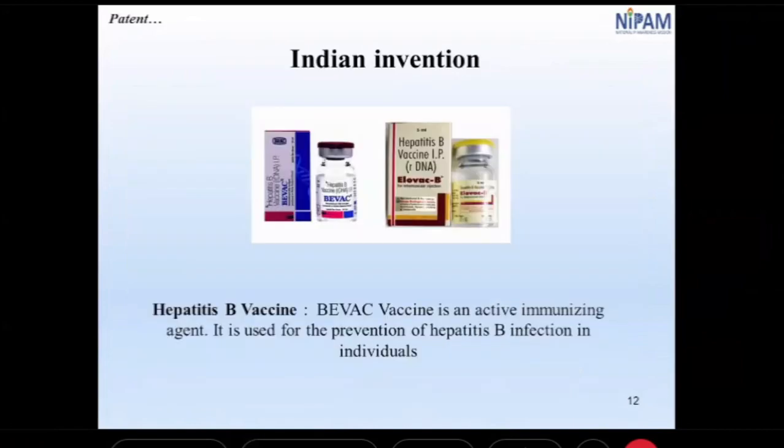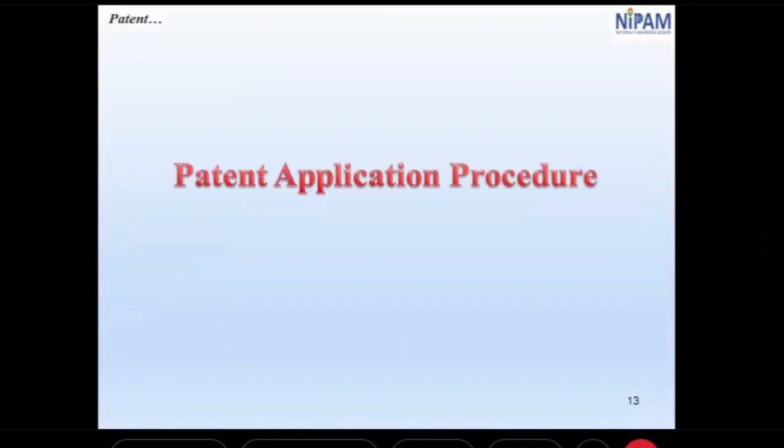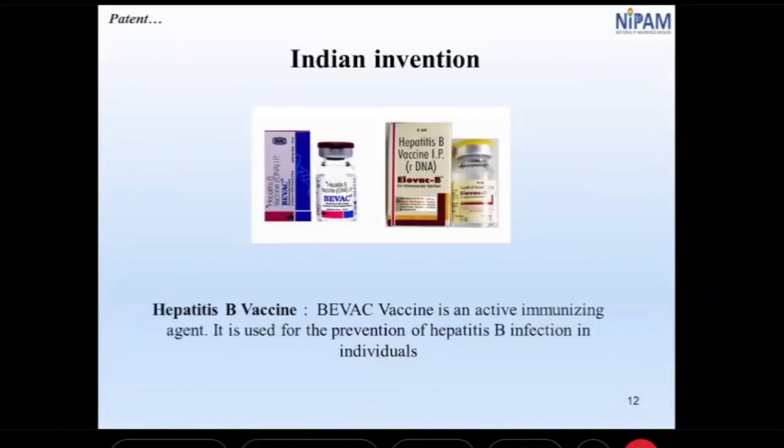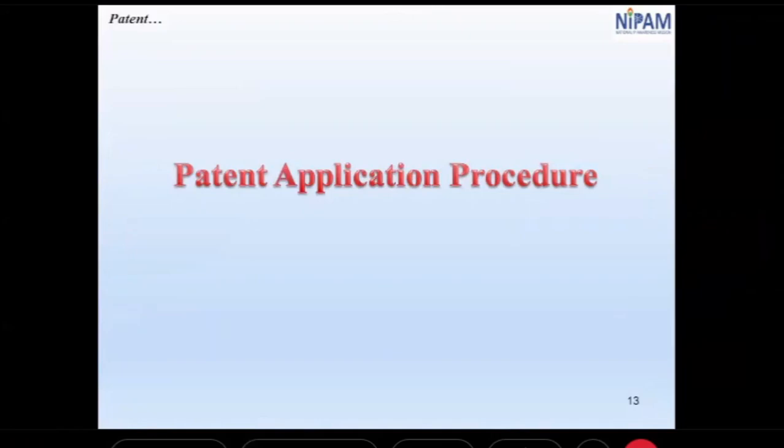So these are famous Indian inventions, that means the hepatitis B vaccines. The vaccine is an active immunizing agent. It is used for the prevention of hepatitis B infection in individuals. So these two are Indian vaccines, and also we all went through the COVID wave, and we all know that there are two kinds of vaccines for COVID. One is Bharat Biotech's Covaxin and another is Oxford AstraZeneca's Covishield. Bharat Biotech's Covaxin is an Indian indigenous vaccine, and that is also a patented vaccine product. So these all are examples of a patent application.